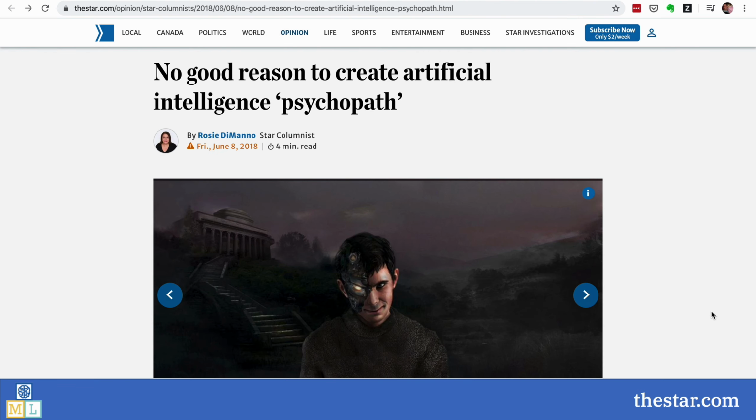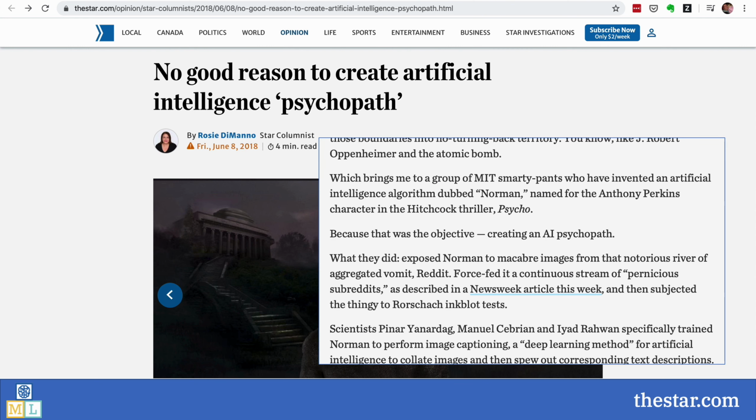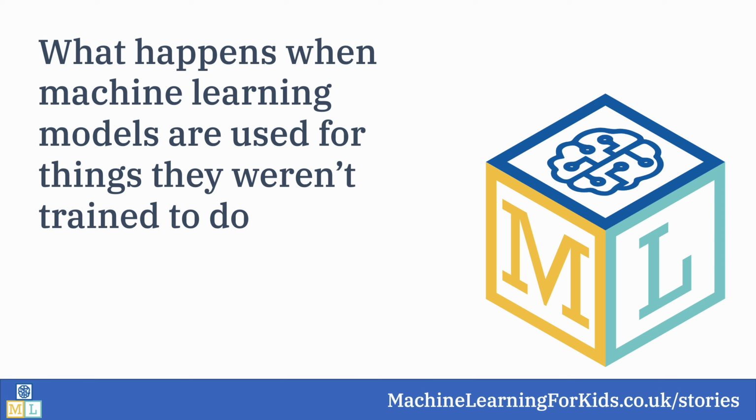The media coverage described the machine learning model as being a psychopath. The students discussed whether or not they thought that a machine learning model that has only been trained with negative or upsetting images should be described as having a psychiatric disorder. What I liked most about this lesson was it got the students to think critically about how artificial intelligence is portrayed in the media, and to start forming their own opinions about some of the issues raised there.